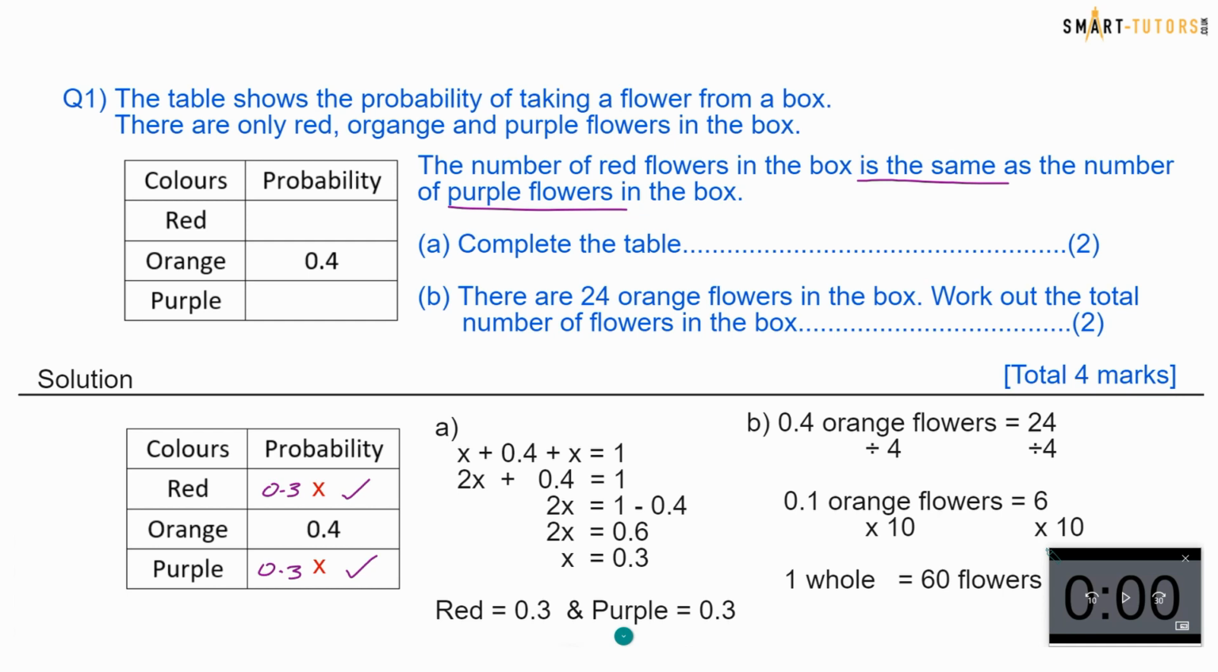So the second part of the question, they are asking the total number of flowers in the box, is going to be 60. So the working is 0.4 fraction of the flowers is going to be 24. That can easily be divided by 4 on both sides. 0.1 is going to be 6, times both sides by 10. That gives the 1 whole on your left hand side, which gives 60 flowers as the final answer. Let's go to question number 2.